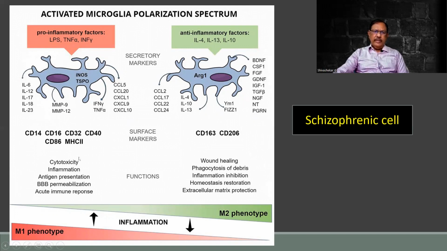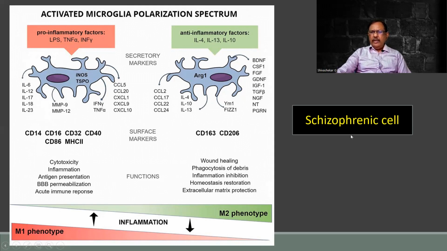But then coming to the function, these are the list of functions. Cytotoxicity, inflammation, presentation of antigen, permeating the blood-brain barrier, and acute immune response. On the other hand, this is quite helpful and used in wound healing, phagocytosis, inhibition of inflammation, homeostasis, and extracellular matrix protection. So these are two opposite functions carried out by M1 and M2. So whenever there is going to be a decrease in one, the other takes over. So this particular diagram is very good. The markers, to that extent, you people can do.